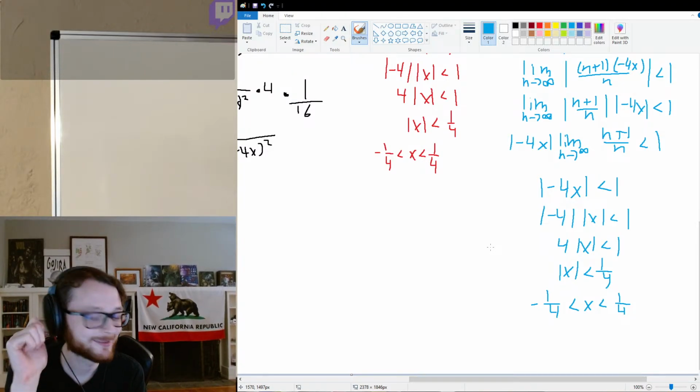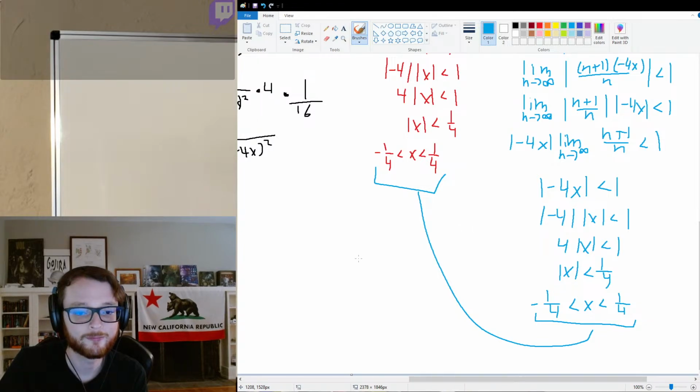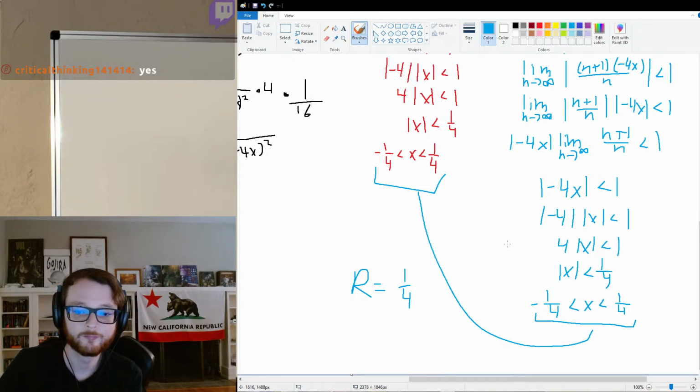All of that work to find this interval agrees exactly with this interval. So we get to save ourselves a bunch of work. We can just say they're asking for the radius of convergence. So the radius of that is just 1/4, because they converge at the exact same values.